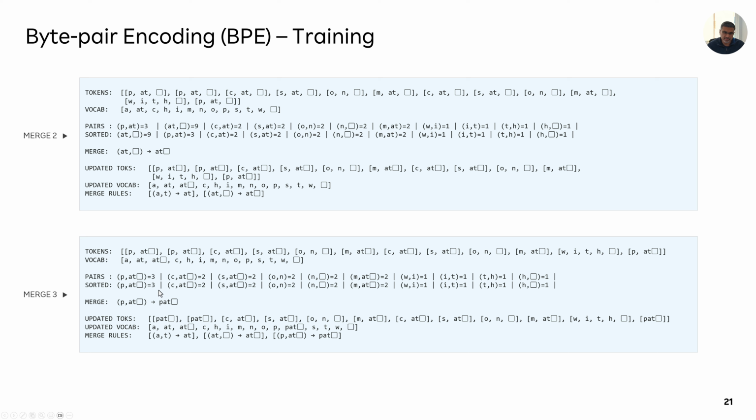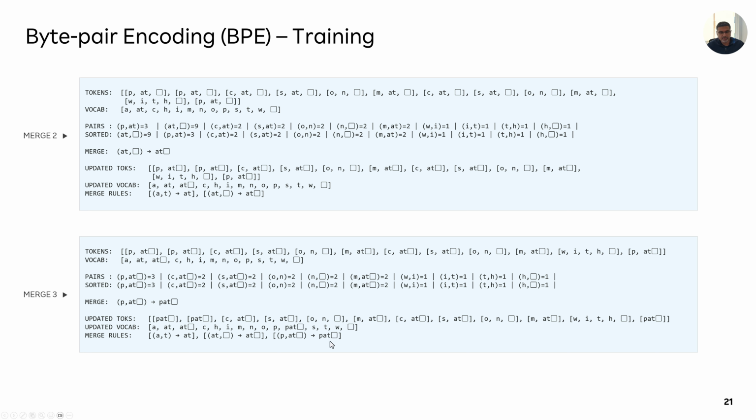I'm going to figure out the pairs that occur the most, and then merge it. Pat followed by white space is the most frequent. So I'm going to merge that and make it one word. Now we can see that pat followed by white space itself made it into the vocabulary. When you started, it was not there, but now that entire word made it into the vocabulary, correct?